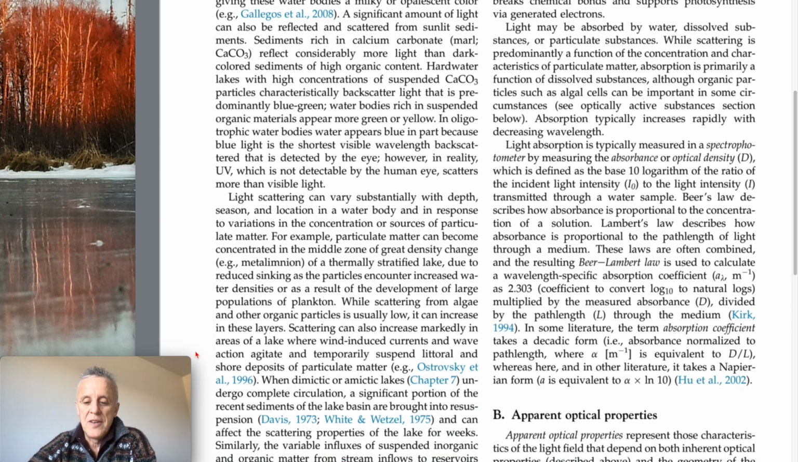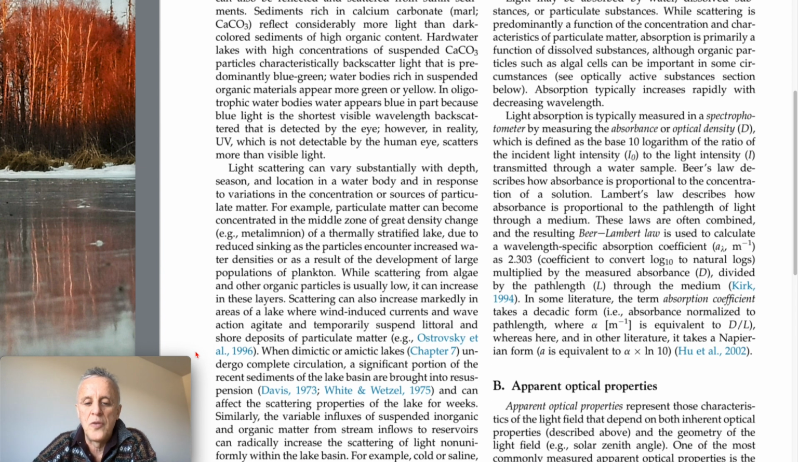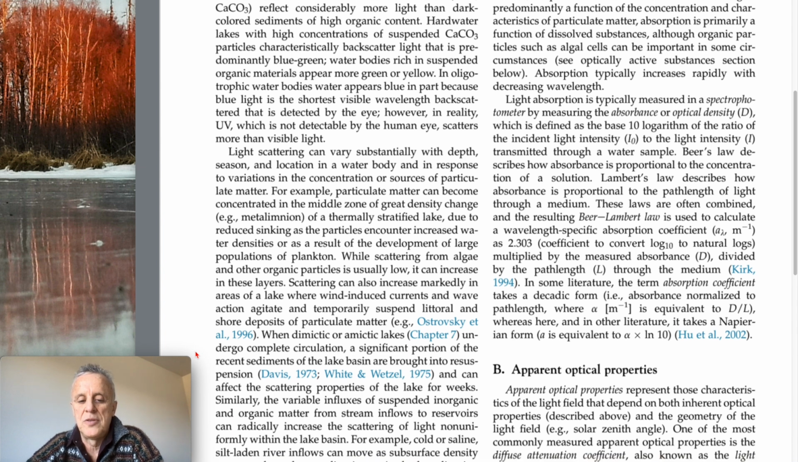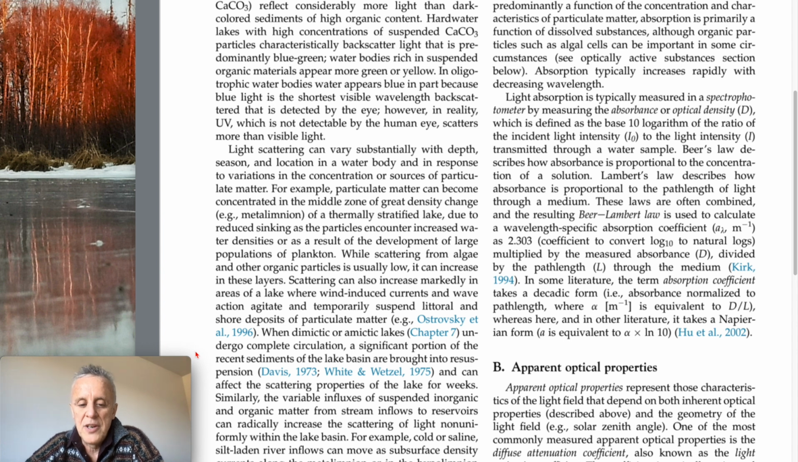Light scattering can vary substantially with depth, season, and location in a water body, and in response to variations in the concentration or sources of particulate matter. For example, particulate matter can become concentrated in the middle zone of great density change, called the metalimnion, of a thermally stratified lake, due to reduced sinking as the particles encounter increased water density or as a result of the development of large populations of plankton. While scattering from algae and other organic particles is usually low, it can increase in these layers.